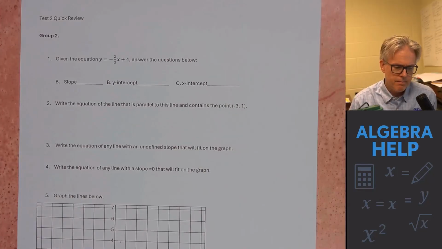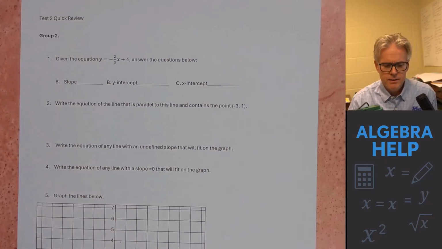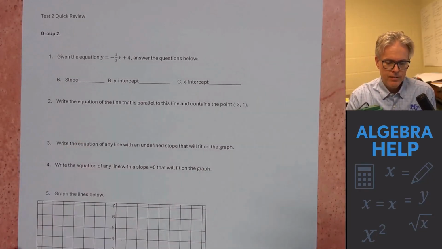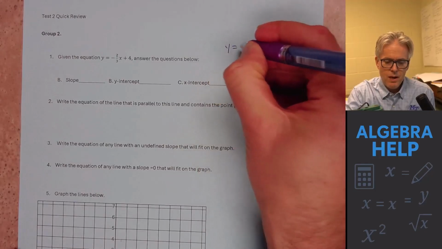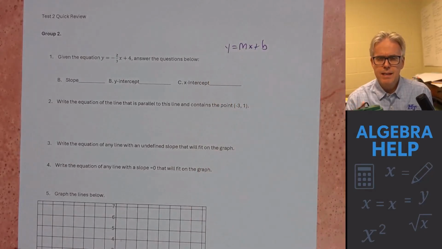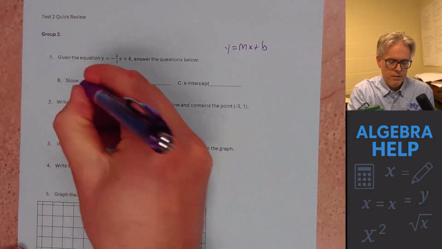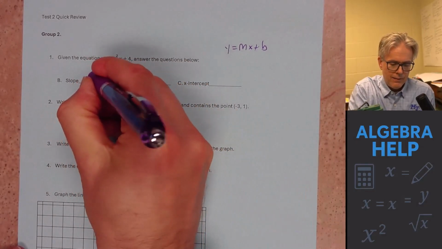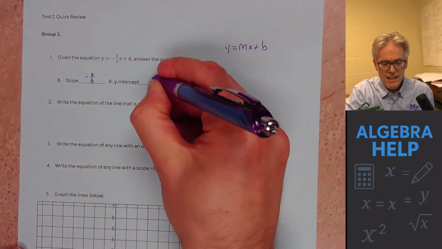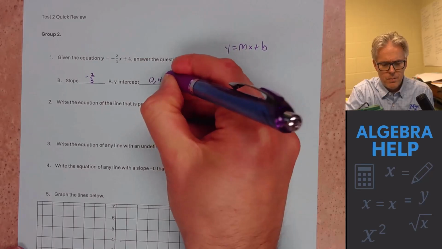Okay, for group 2. So this is given the equation y equals negative 2/3 x plus 4. Let's go ahead and answer these questions. Should be pretty similar to group 1. The slope, again, recall, we got y equals mx plus b. So the number beside the x is the slope, m, and that y-intercept is the b. So the slope here is going to be negative 2/3. And the y-intercept is going to be 4, and let's be a little more specific and say 0, 4.